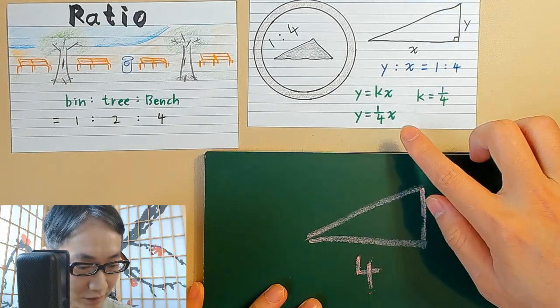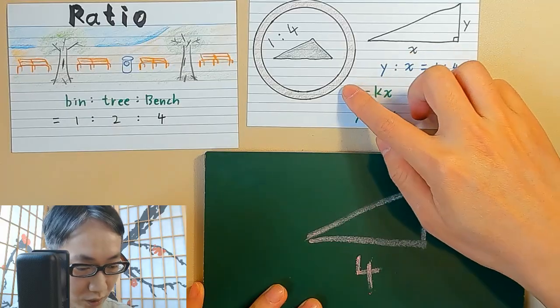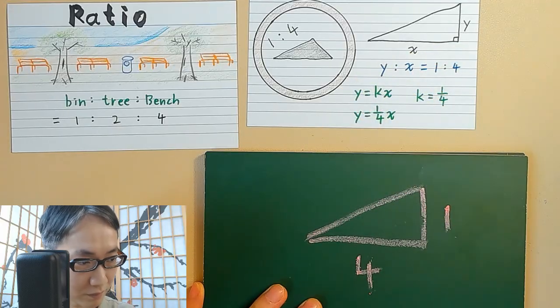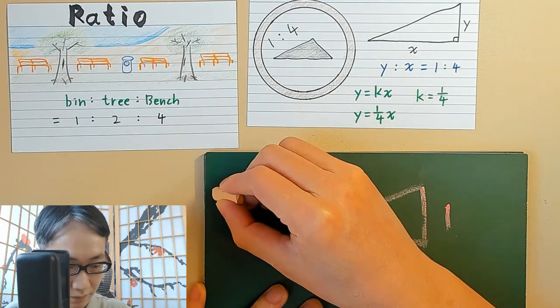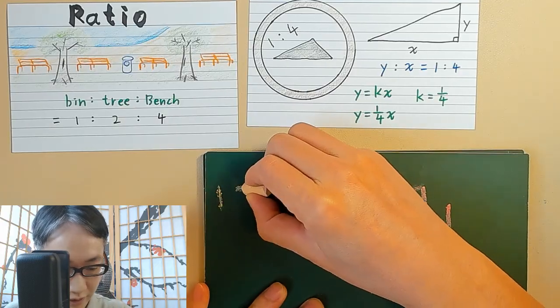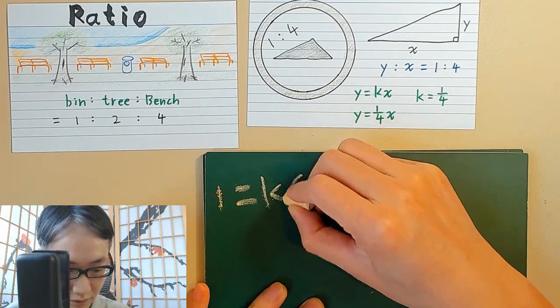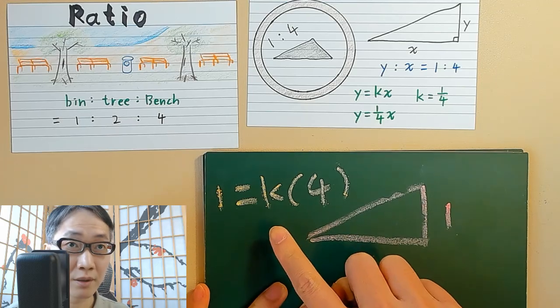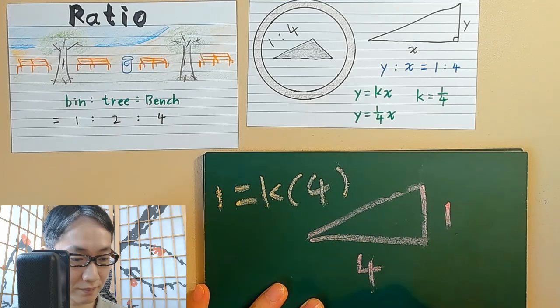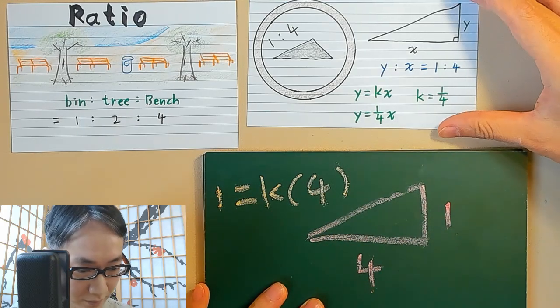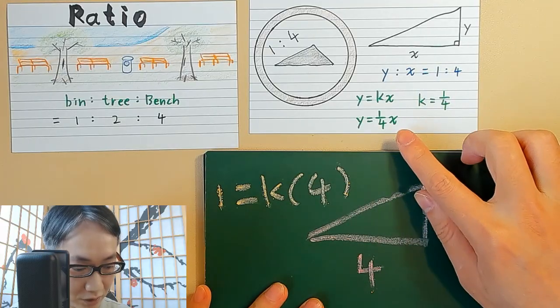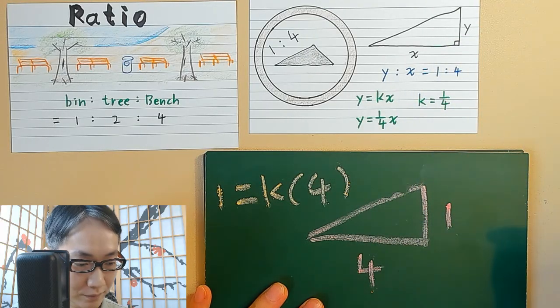Because I can substitute y is 1, x is 4. So 1 equals k times 4. Then k is 1 over 4. So the slope will be 1 over 4.